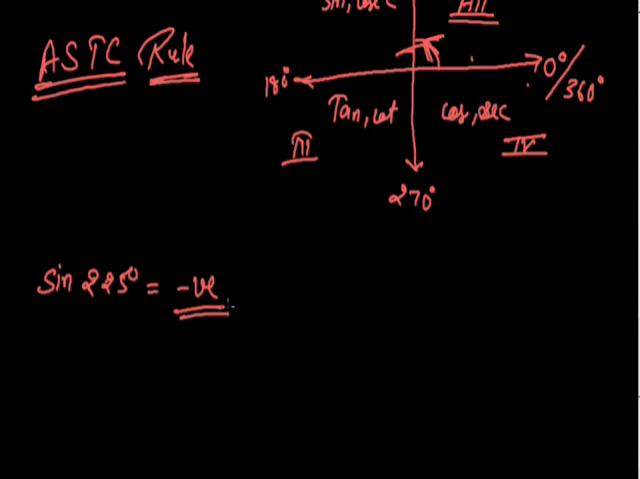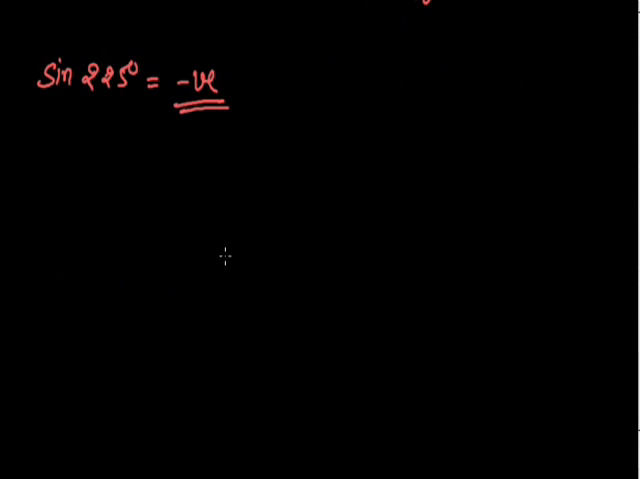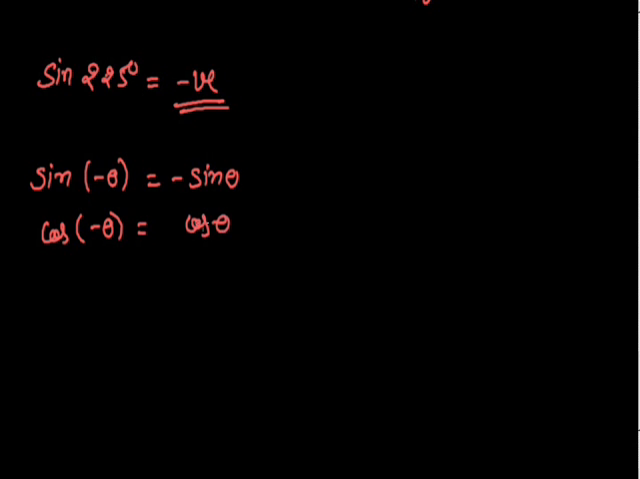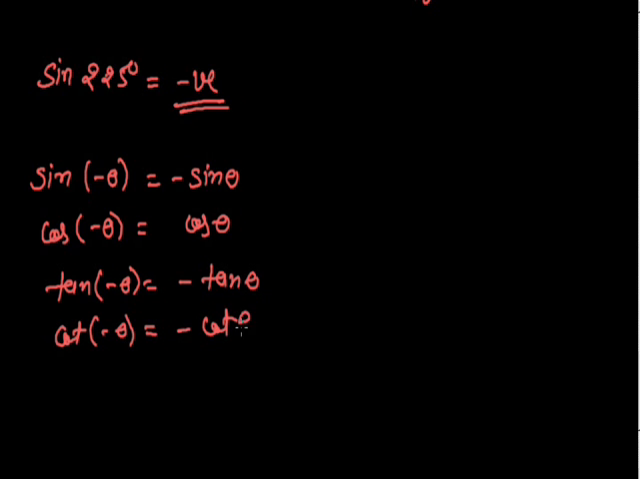The value of sine 225 degree will be negative. Okay. Also for the quadrant rule, we have sine of minus theta is equal to minus sine theta. Cos of minus theta is equal to cos theta. Tan of minus theta is equal to minus tan theta. Cot of minus theta is equal to minus cot theta.